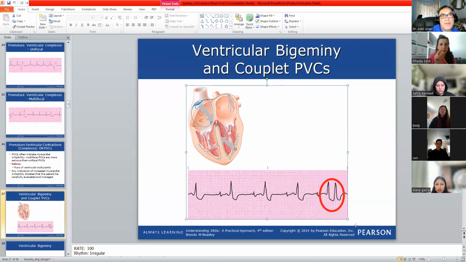Couplet, it is a French word. In English we call it a couple. Two means two, and here it is a French name. Couplet is also a couple coming together. So this couplet PVC is very common to show up in the certification exam of electrocardiography. Take care of what I am saying, please.